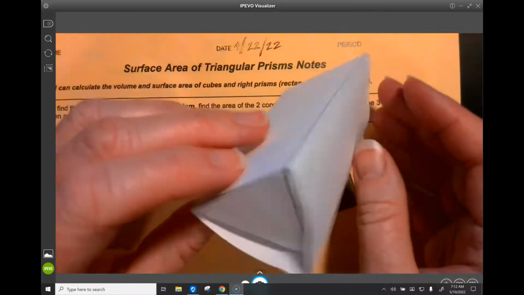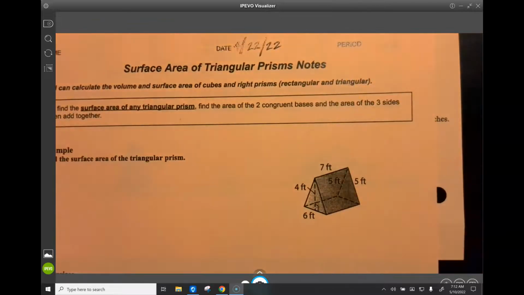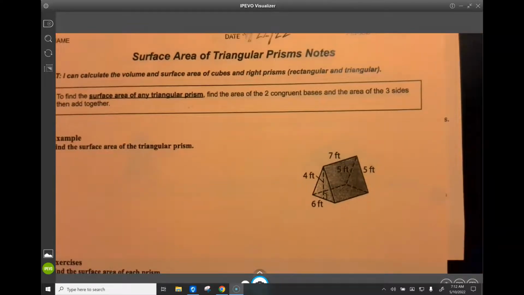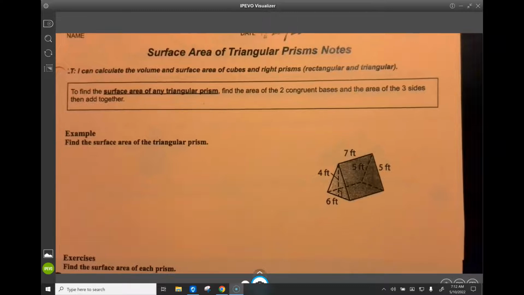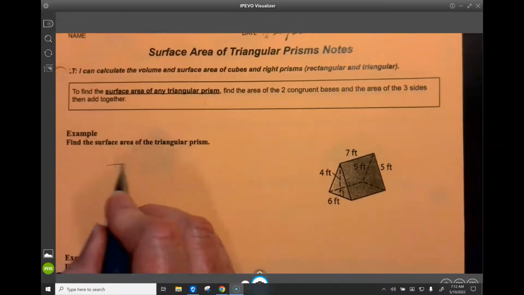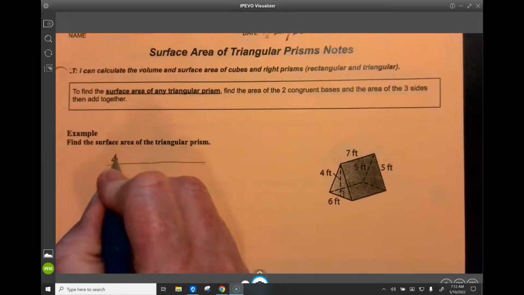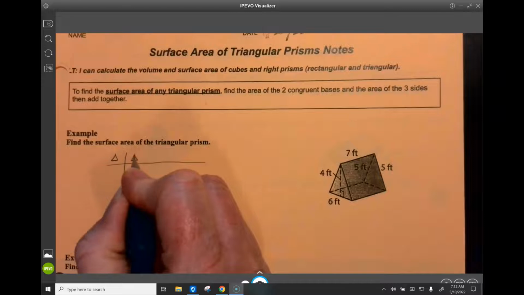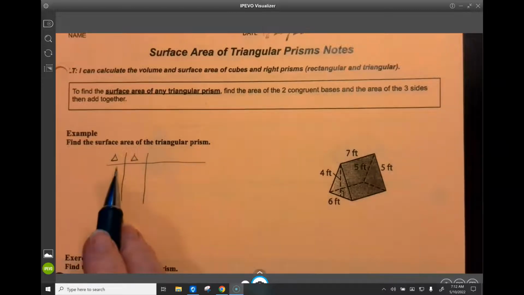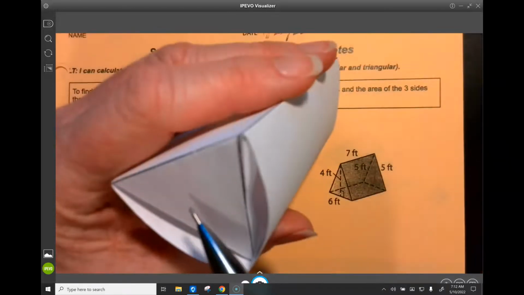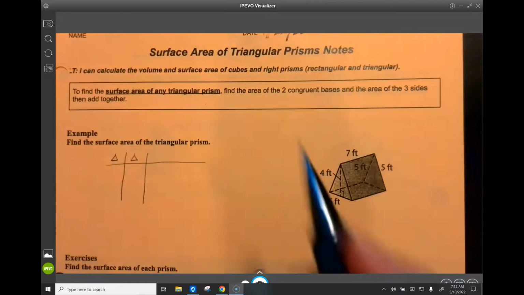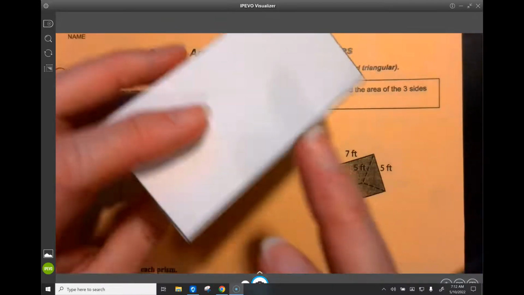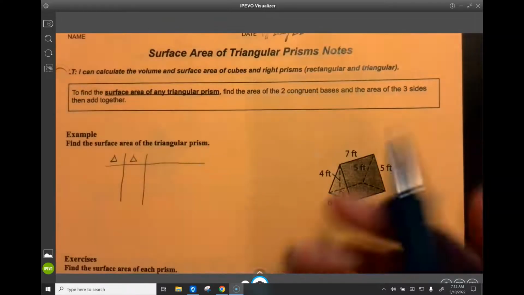And the easiest way to do this one, first off, we're not going to color, we're going to trace in different colors. The other thing we're going to do is make a little table. We're going to talk about what we have. We have our 2 bases, so we have 1 and 2. And then look at what we have: 1, 2, 3 rectangles.